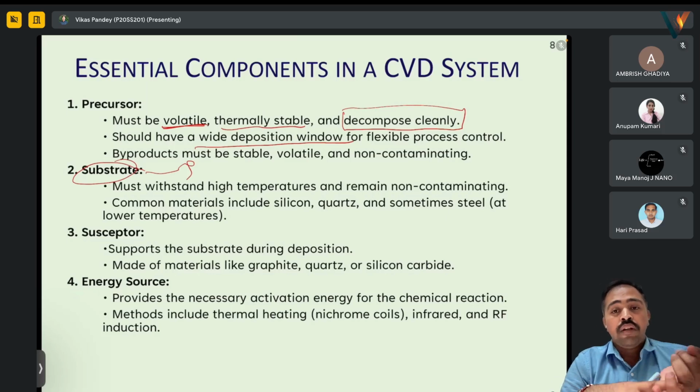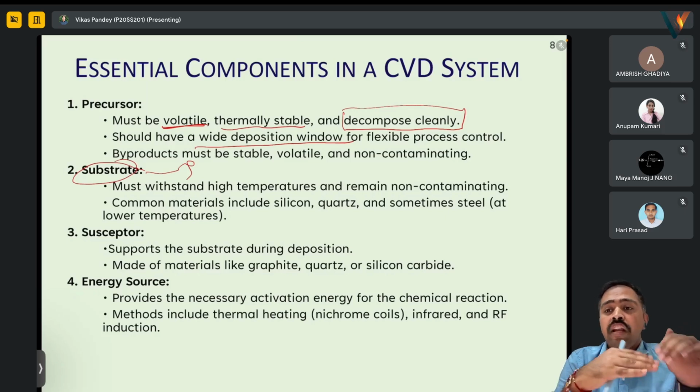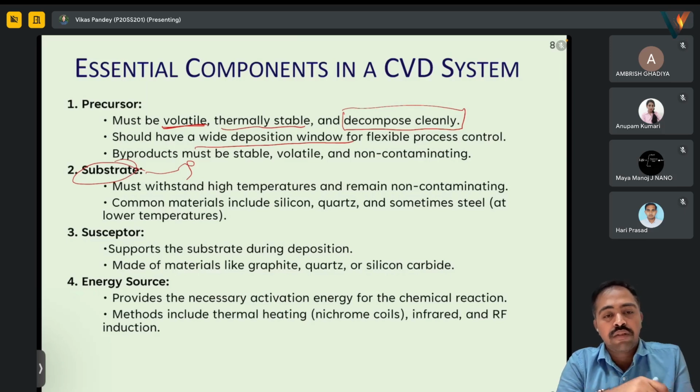That is why we cannot go for things like glass. Normal glass, if you go for CVD, what will happen? If we are talking about soda lime glass, there can be some contaminant, or it will actually melt at that temperature, 1000 or 1100. That is why silicon, quartz, and sometimes steel is even used when we are not going for a very high temperature process, like 300, 400 degrees, we can go for steel.